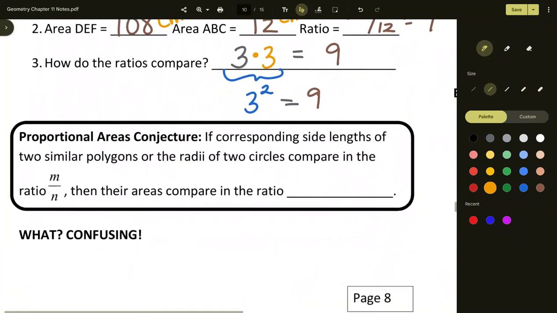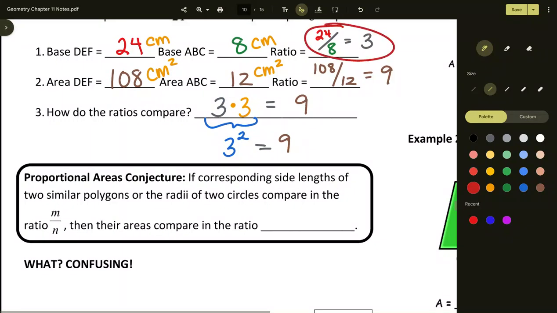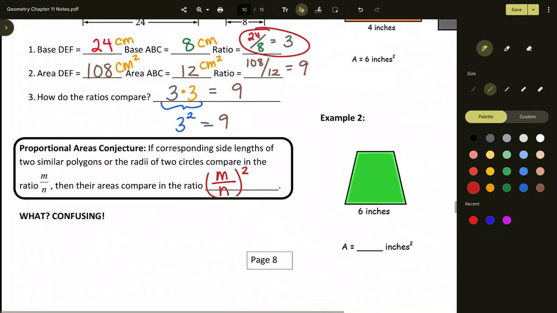All right, here is the conjecture. It says that if corresponding side lengths of two similar polygons, or we could consider the radii of two circles, compare in the ratio m/n. This would be like the side lengths or the base lengths that we compared up here, 24/8. Then their areas compare in ratio to that same fraction, but squared. That seems kind of confusing. So let's practice this on another example.